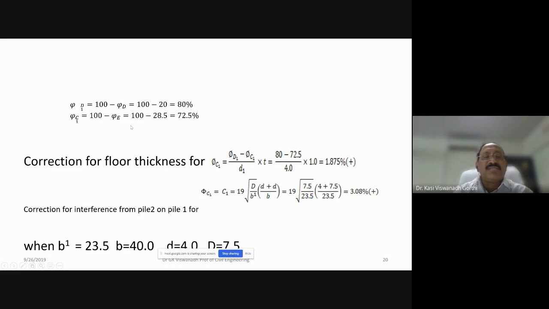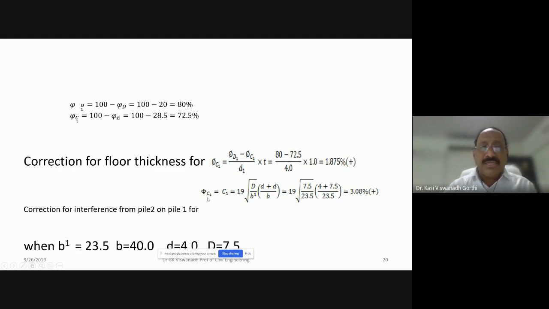So from the graph, it is coming to about 28.5. So 100 minus 28.5, 72.5% is phi 7. So you got the values of phi d1, phi c1. Phi e1 anyway will not be there because it's outside the junction point. Then correction for the floor thickness, phi c1 will be equal to phi d1 minus phi c1 by d1 into t. So substituting these values, you got the additive correction.